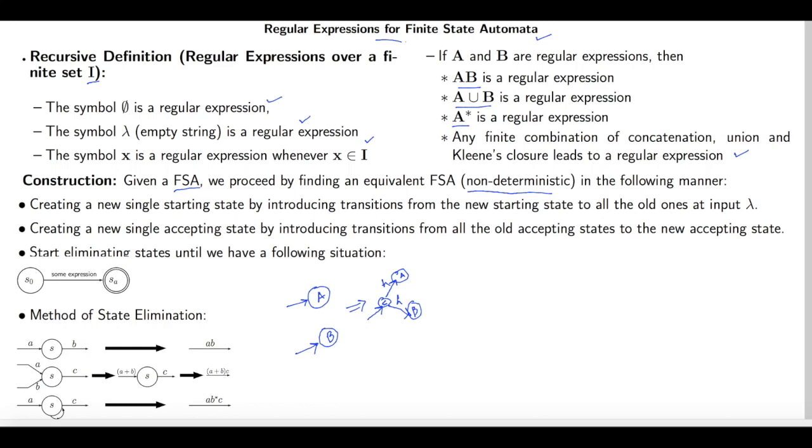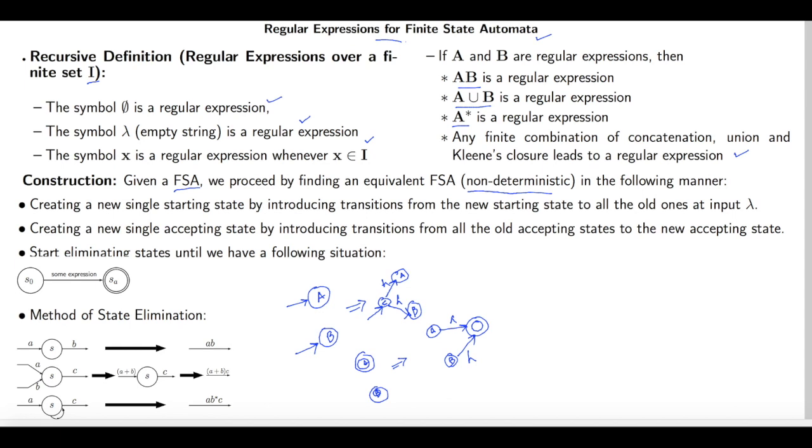The next thing is creating a new single accepting state by introducing transitions from all the old accepting states to the new accepting state. For example, if we have this situation, two accepting states, then what we do is we make both of them non-accepting, and we put a transition like this. So if this is my A and B, and this is my new ending state or accepting state, you can call it any symbol you want.